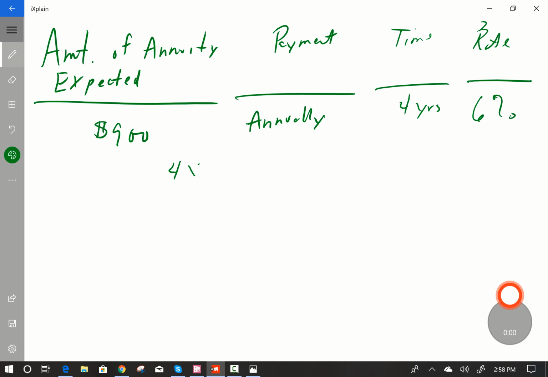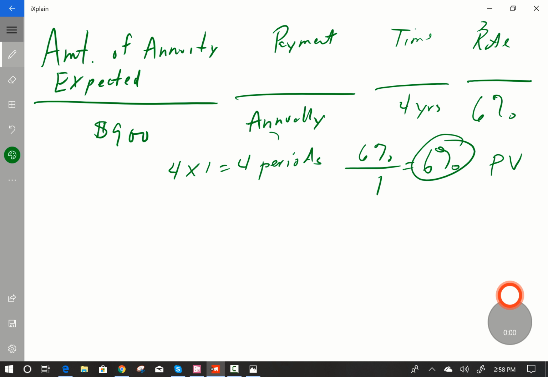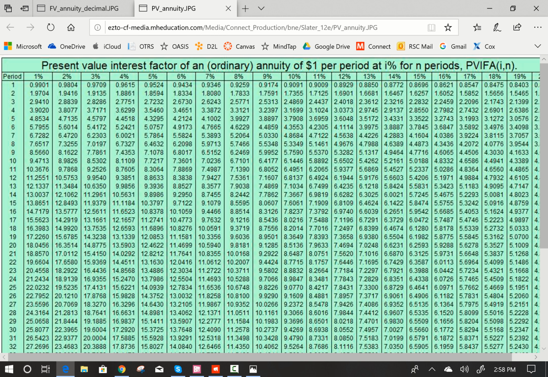times the number of times that it will be compounded, which is once a year, to give us 4 periods. And then I want to take 6% divided by the number of times you compounded in a yearly basis of once, which equals still 6%. So I'm going to use the present value of an annuity table, taking 6% and 4 periods, which would be this one right here, present value of an ordinary annuity for $1. Okay, so I'm going to find the corresponding factor of 4 periods and 6%.